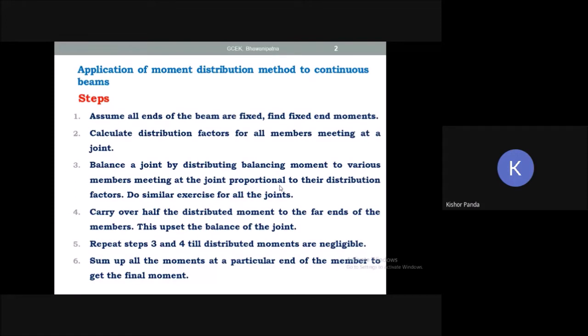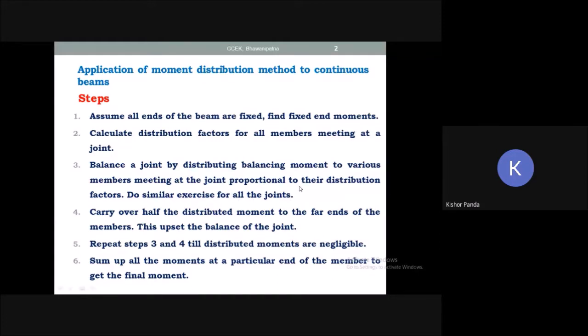You know, to determine the moments using the moment distribution method of any continuous beam, these are the steps. First, you have to take all ends of the beam as fixed and find out the fixed end moments. Then the second step is to calculate distribution factors for all members meeting at a joint. Then the third step is that you have to balance a joint by distributing balancing moment to various members meeting at the joint, proportional to their distribution factors, and do a similar exercise for all the joints.